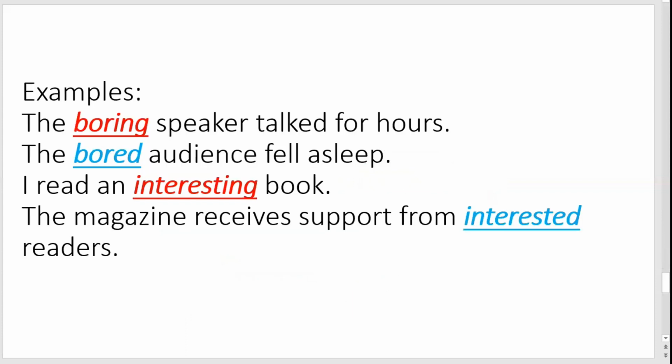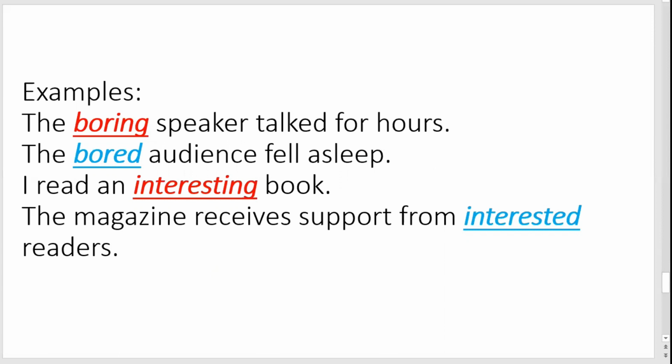Now, there are examples for different present participle and past participle. Let us see here. The boring speaker talked for hours. The boring speaker. So you can see that it is the ing form of the verb and it is describing the speaker, and so it is present participle. Whereas in the second sentence, the bored audience fell asleep. So here also the word bored is describing the audience and it ends with ed and it is past participle.